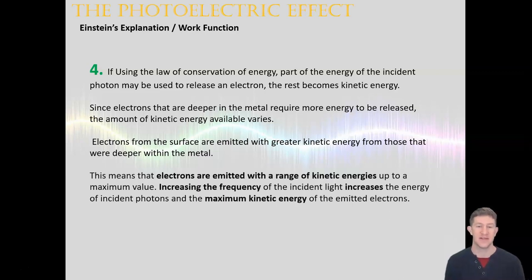This means that the electrons are emitted with a range of kinetic energies up to a maximum value. The maximum value is obviously going to be the closest electron to the surface because it takes the smallest amount of energy, and therefore it'll be easily kicked out and have the most amount of kinetic energy when it leaves. You can't have any more than that because there are no electrons closer to the surface than that one. If we increase the frequency of the incident light, this increases the energy of the incident photons, and therefore the maximum kinetic energy of the electrons. So the frequency is then affecting the kinetic energy.